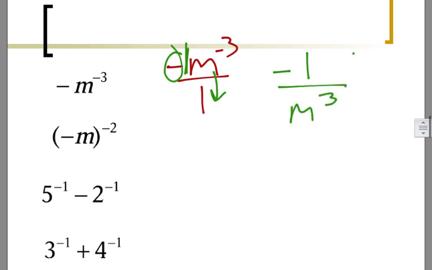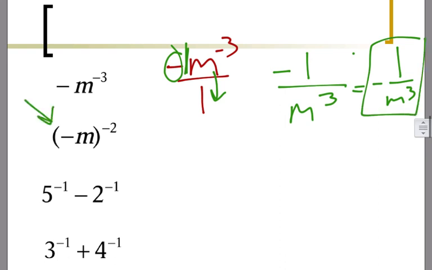Now you could have written it like this, or you could write negative 1 over m to the third, or the negative could actually go on the bottom, but I usually put it out in front like that. Now this one is a little bit different because the negative sign is in the parentheses. It doesn't mean anything at the beginning of the problem, but once I move it to the bottom, it's going to turn into 1 over negative m to the second power.